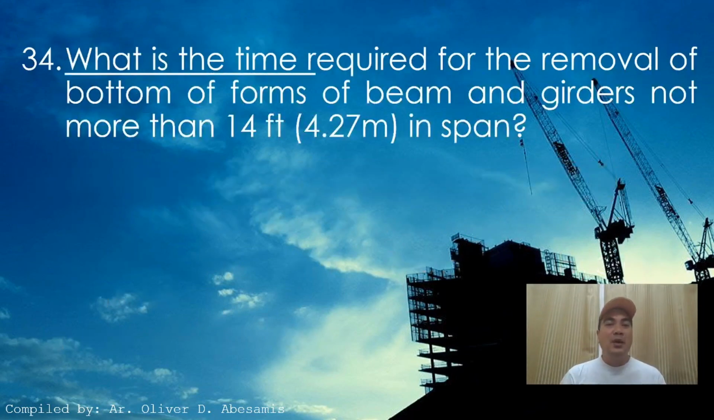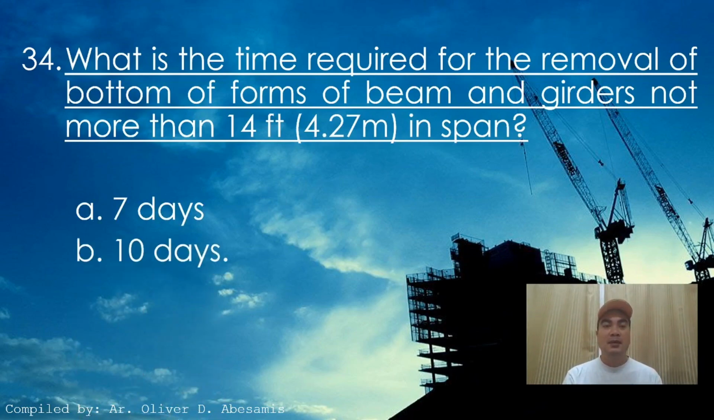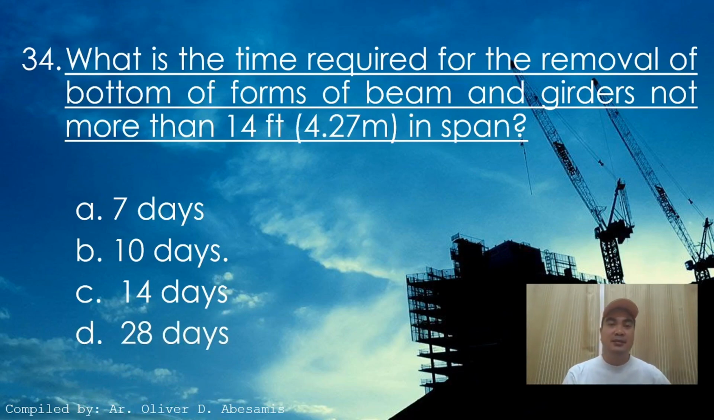34. What is the time required for the removal of bottom of forms of beam and girders not more than 14 feet or 4.27 meter in span? A. 7 days. B. 10 days. C. 14 days. D. 28 days. Answer? C. 14 days.